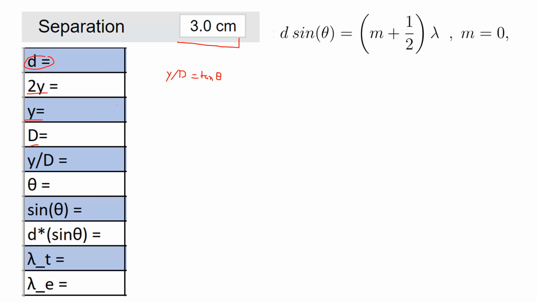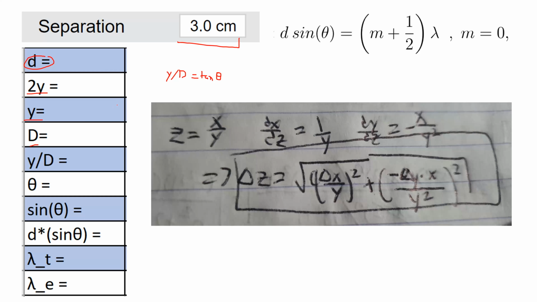For the uncertainty of y over D, we're going to use the formula for uncertainty of division, which says that the uncertainty of the result will be equal to the square root of the uncertainty for the value in the numerator, in this case y, divided by the value in the denominator, squared, plus the uncertainty for the denominator, which in this case is D, times the numerator divided by the denominator squared, and all of this squared. Then we're going to apply this formula right here.